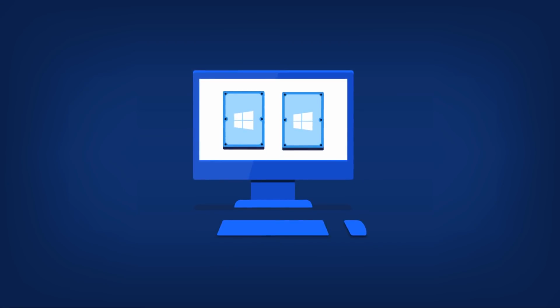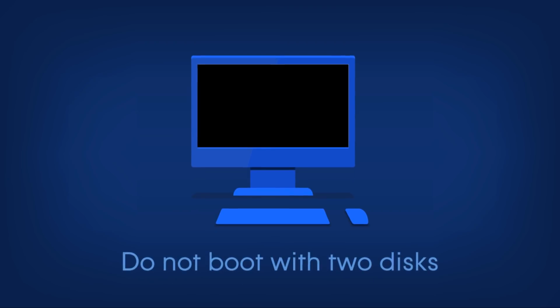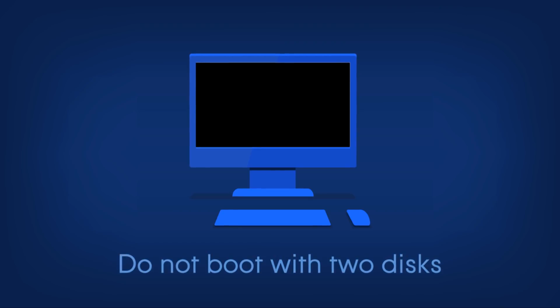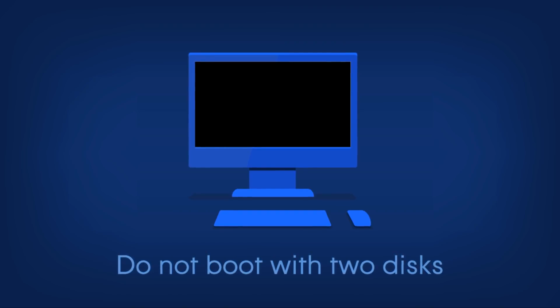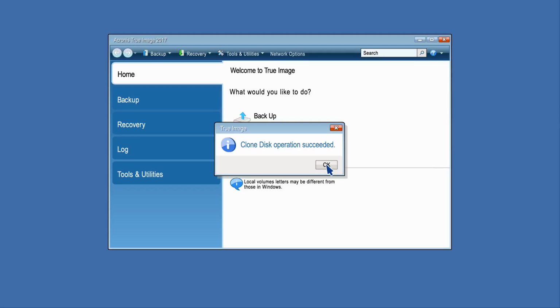If you clone a hard disk with an operating system, please shut down your PC, detach the old disk, and insert the new one. Please do not boot your system with two identical disks. One of your systems will become unbootable. After the cloning operation is complete, you will see the results message.